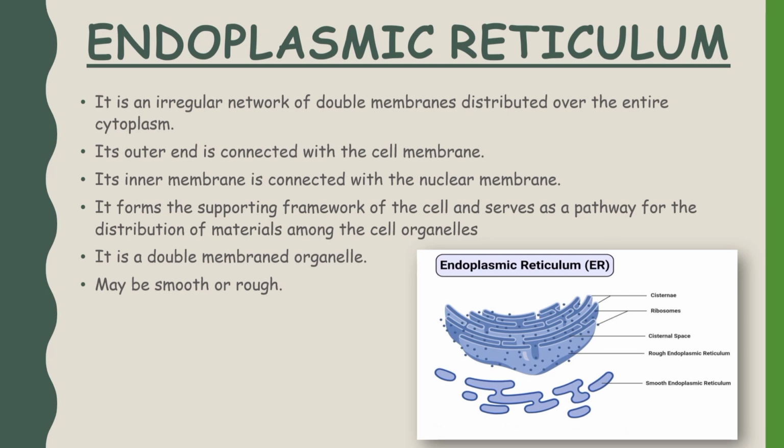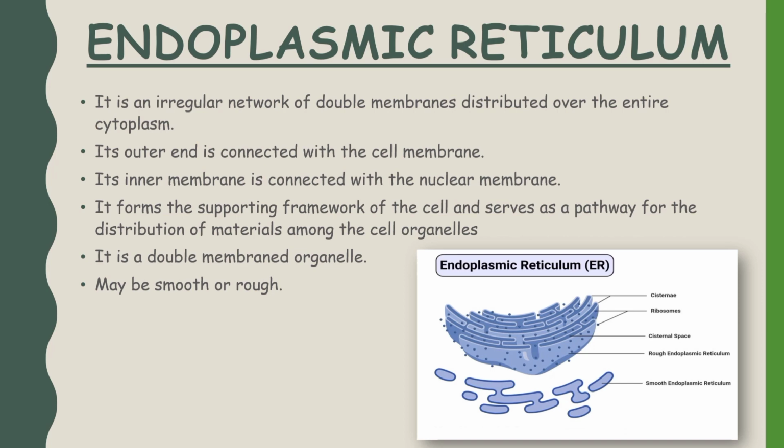So the endoplasmic reticulum is an irregular network of tubular double membrane. It is connected to the cell membrane on the outside and to the nuclear membrane on the inside. It provides a supportive framework for the cell. Also, the synthesis and transport of proteins and fats take place in it. It may be smooth or rough due to the attached ribosomes.